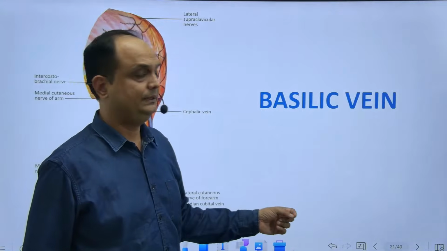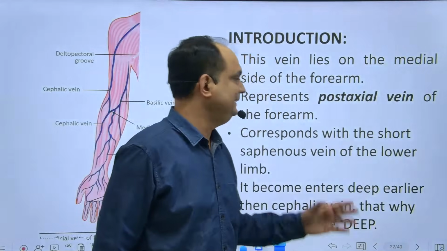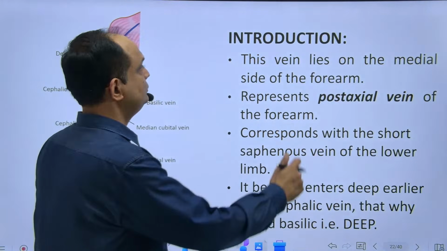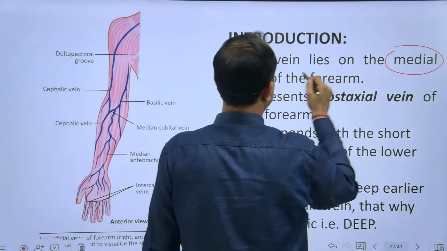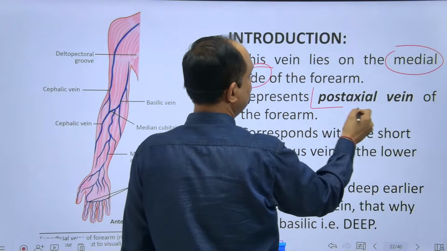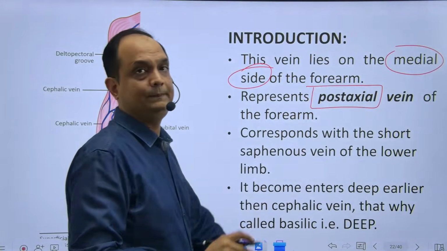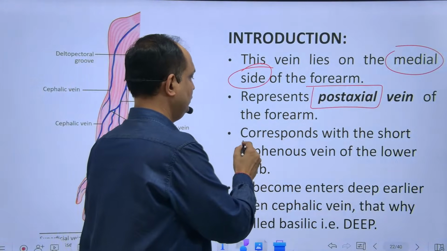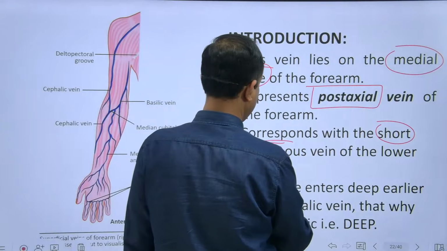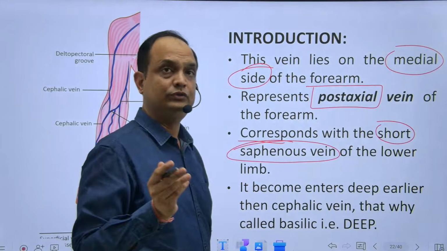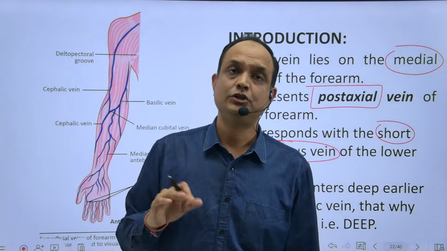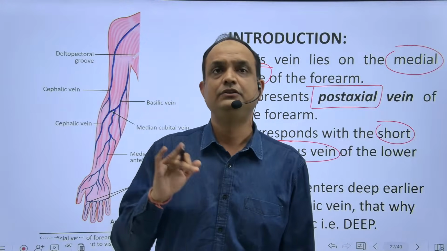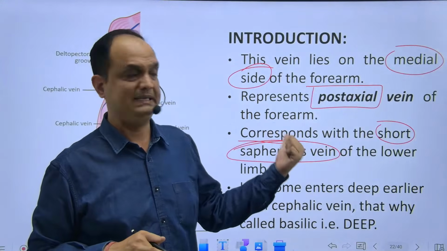Now we'll move to the next vein, the basilic vein. I told you it starts from the medial end of the dorsal venous arch. So it lies on the medial side of the upper limb, and it represents the post-axial vein. I already told you about the pre-axial border and post-axial border, that means the medial border. It corresponds to the short saphenous vein of the lower limb. The lower limb also has two similar veins, but the names are long and short saphenous vein. So the long saphenous corresponds to the cephalic vein, and the short saphenous corresponds to the basilic vein.